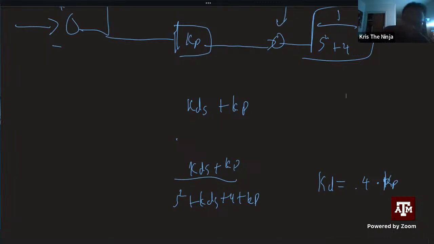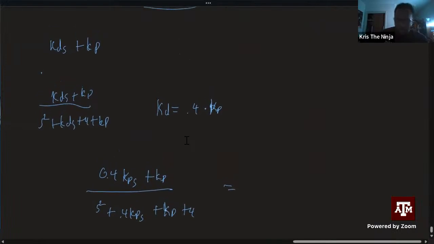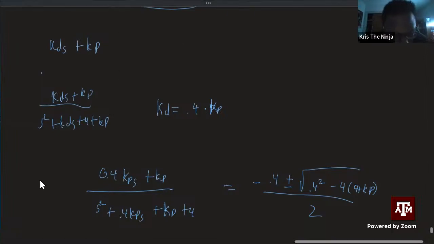So we know that our B value is minus 0.4 plus or minus the square root of 0.4 squared minus 4 times 4 plus KP, all over 2.